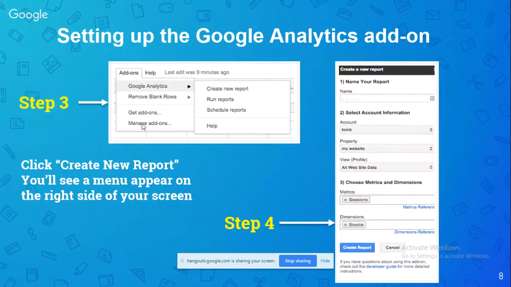Once you click on create new report, this is the screen where it asks for the name of the report, the account, the property, the view, which view you want to have on your dashboard, right? And then it asks for the metric dimensions. So I'll explain one by one.